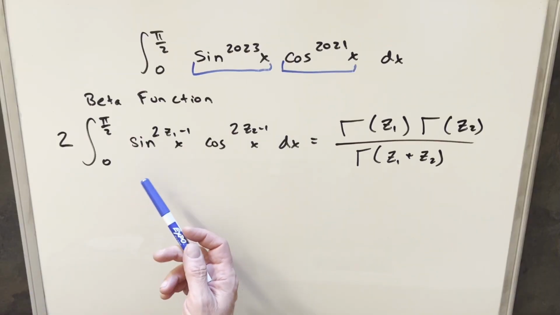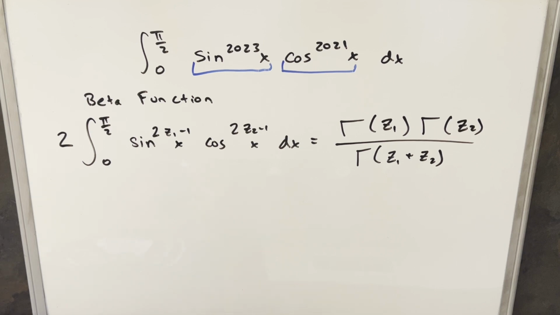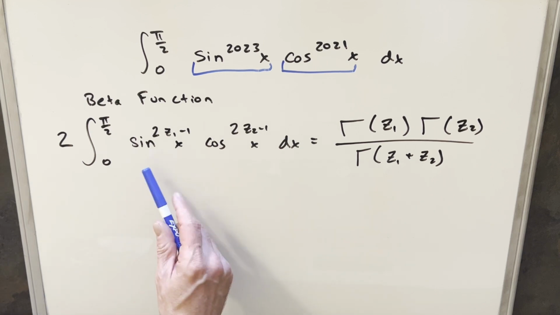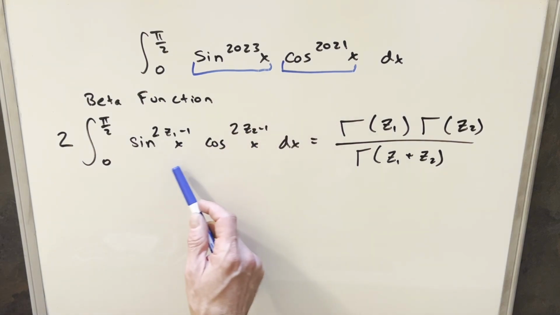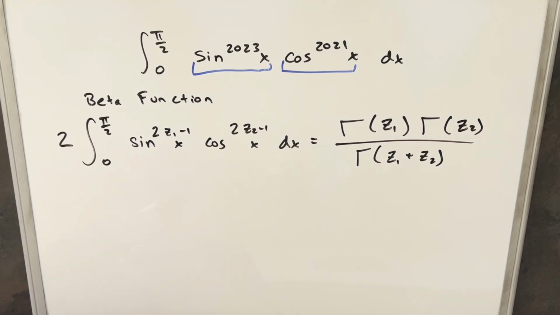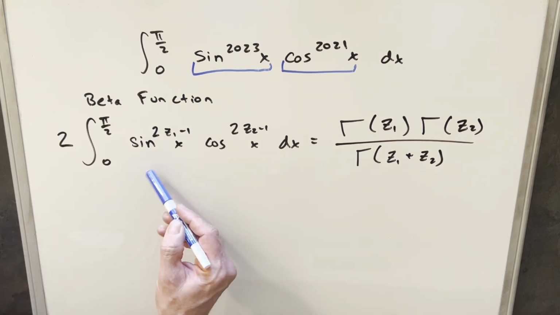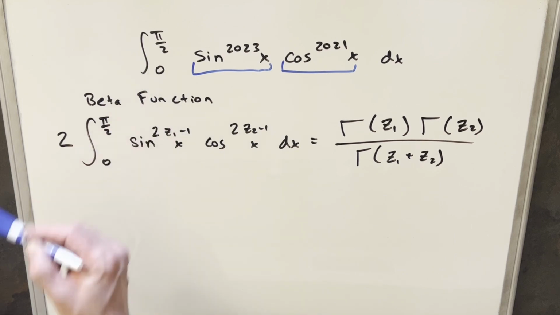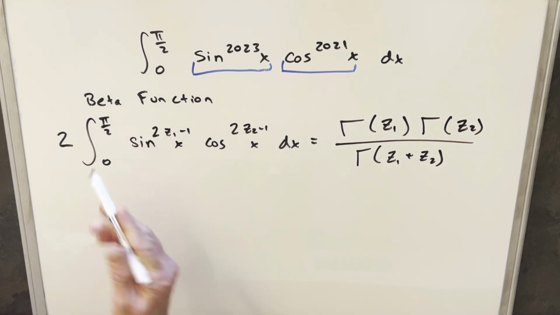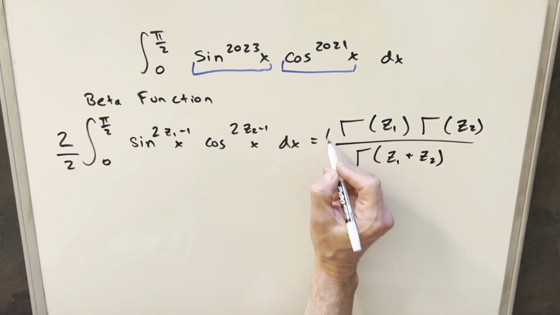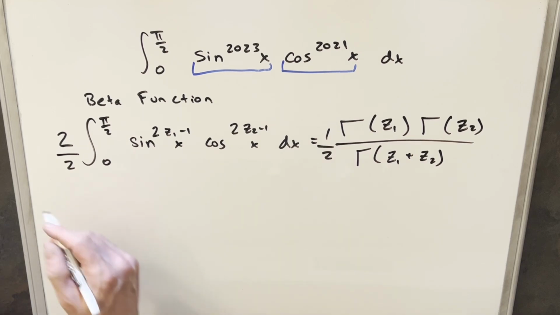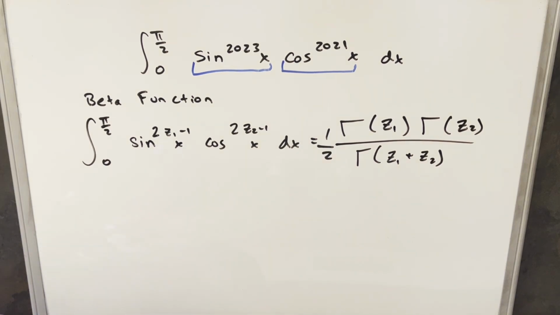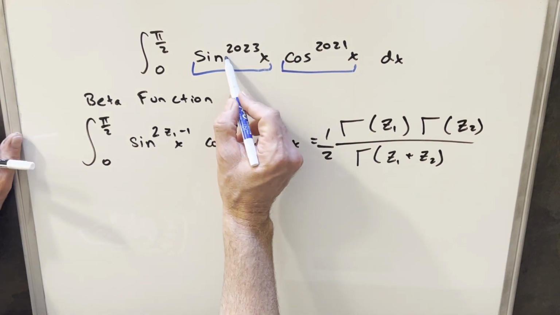Okay, now we have our formula here for the beta function, and you may notice there's a bunch of different formulas we can use for the beta function, but this one works well for us because we've got the sine and cosine, so this is going to match up nicely. We have this 2 in front, which we don't have in our integral, so I'm just going to divide by 2 on both sides, and then we'll have a half out front. The nice thing is it's really easy to use because we just need to match up our exponents.